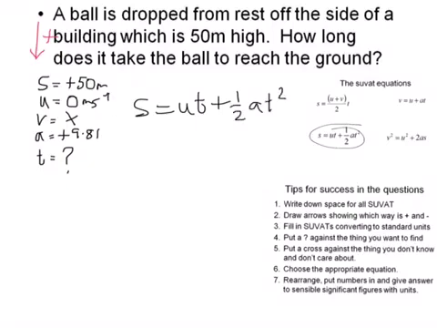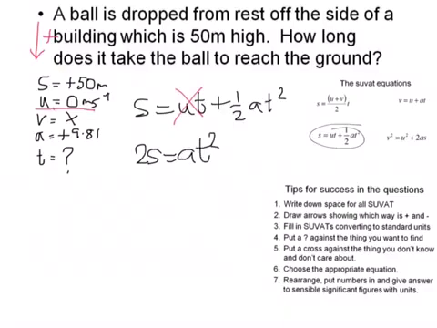Now I'm into my last step, which is to rearrange the equation, put the numbers in and give my answer to sensible significant figures with a unit. I can make things slightly easier for myself by noticing that u is 0 and therefore u times t will be 0, so I can cross that out. Next I'm going to multiply both sides by 2, which will give me 2s equals at squared.